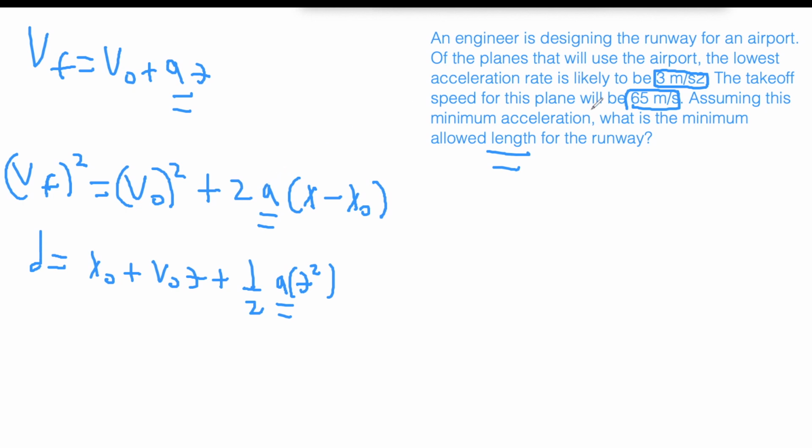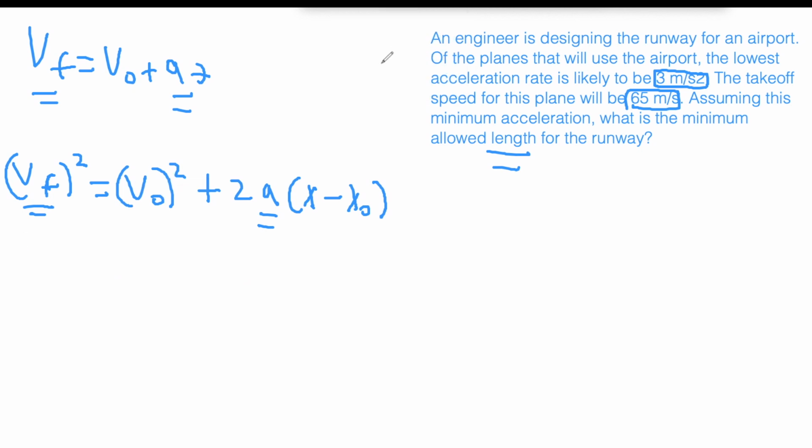But how about our final velocity? Well, we have final velocity here. We also have it here. But we don't have it in the distance displacement formula. So we can just get rid of that, because we already have our final velocity value, but that formula does not accommodate the 65 meters per second. So let me just get rid of that.